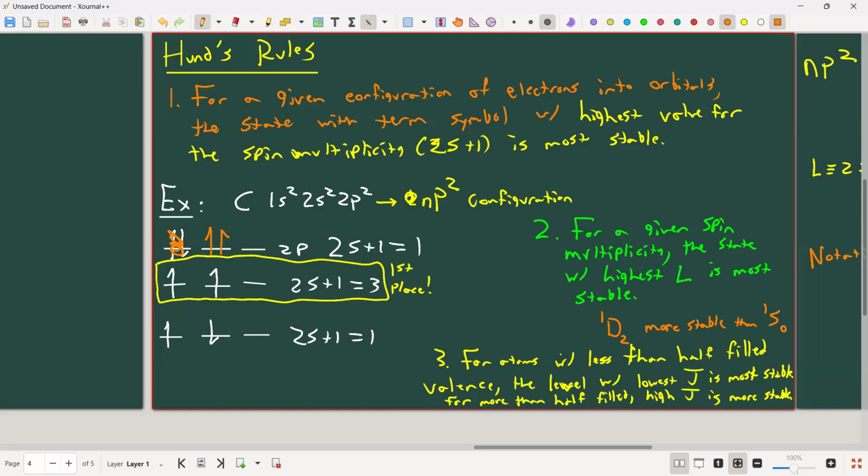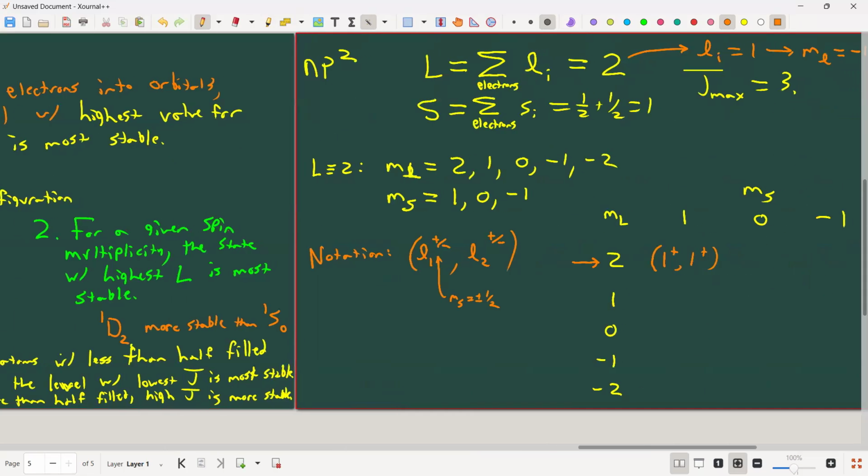No 2 electrons can be in the same state at the same time. Simple as that. They always have to be in different states. That's why we pair them up and down. We don't pair them up and up because electrons can't do that. So here we have 2 electrons in the same state. Not allowed. So this entry does not exist. There is no state where m sub L is 2 and m sub S is equal to 1.